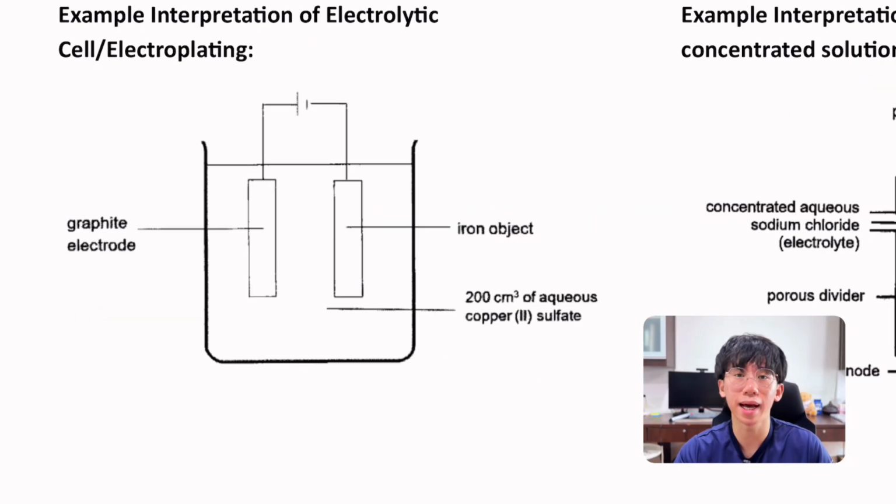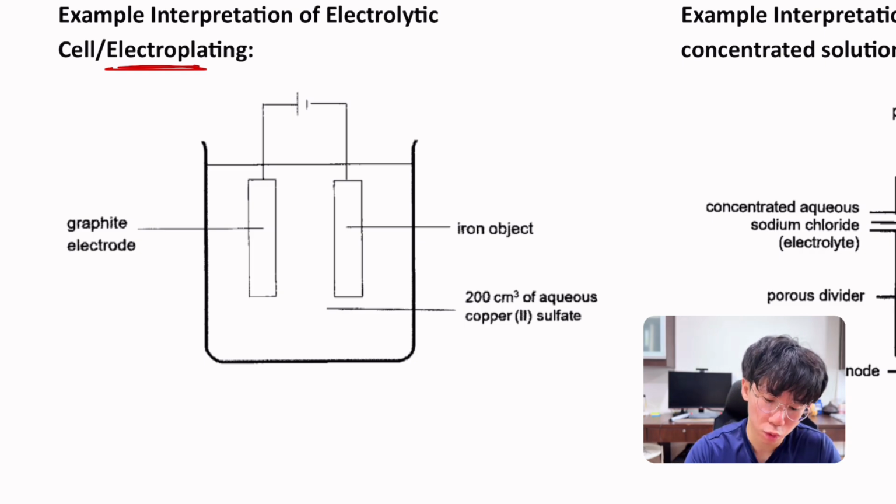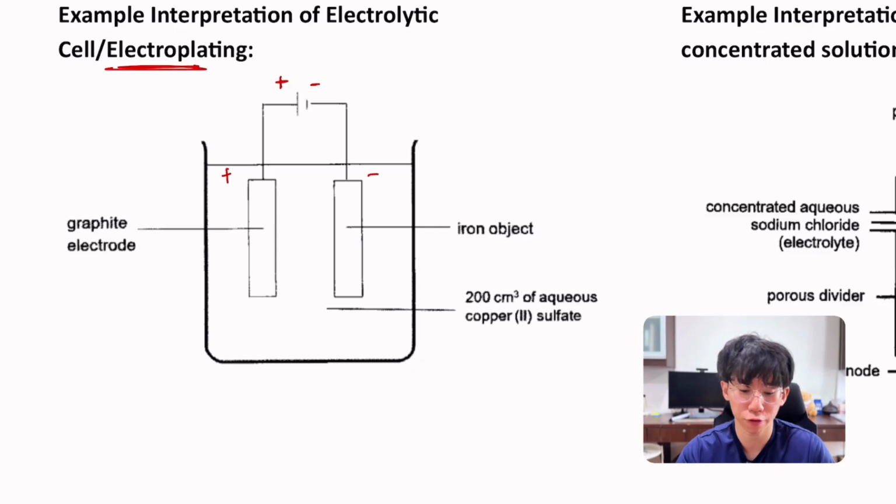Next, let's go through another example interpretation of this electrolytic cell. In this case, this is actually an application of electroplating, and you'll come to see why soon enough. Here, we want to identify the positive terminal and the negative terminal, so we know which electrode is the positive and which electrode is negative.